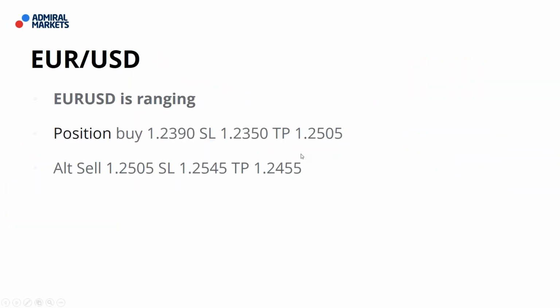I will go through slides again. Then we can call it a day. Euro dollar ranging. And you have these possible buys. It's already going up, but it could reject again. So watch for that.